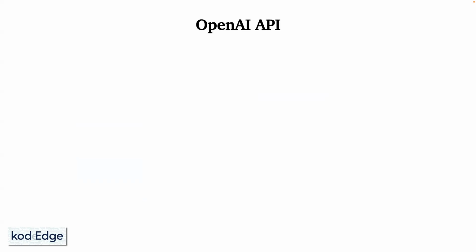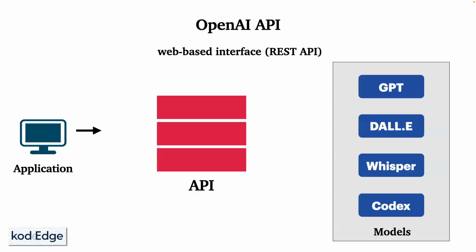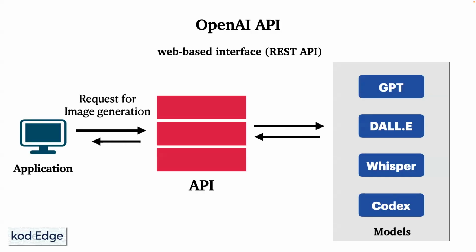So what is the OpenAI API? The OpenAI API is a web-based interface that allows users to access OpenAI's AI models from their own application. So instead of building and training an AI model by yourself, which requires a huge dataset and computing power, you simply send a request to the OpenAI API and it gives you back the generated response.